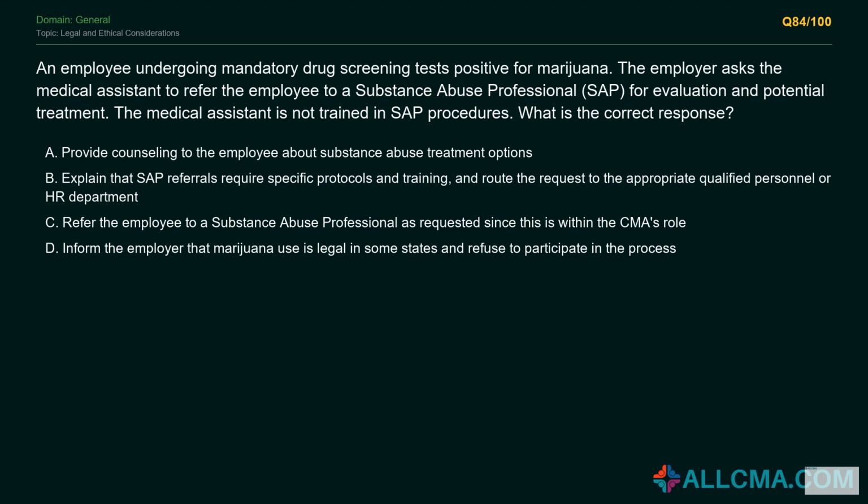Option A, provide counseling to the employee about substance abuse treatment options. Option B, explain that SAP referrals require specific protocols and training, and route the request to the appropriate qualified personnel or HR department. Option C, refer the employee to a substance abuse professional as requested, since this is within the CMA's role. Option D, inform the employer that marijuana use is legal in some states and refuse to participate in the process.